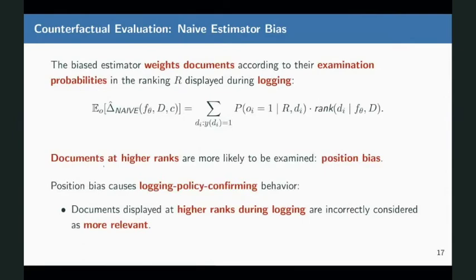So what happens is a sort of logging policy confirming behavior. The items that you showed at a high rank during logging are more likely to be clicked because you showed them at a high rank. So they're also more likely to be considered more relevant. So you can have an unfair advantage when you're evaluating a model that puts the same documents at a very high rank because it's matching the position bias that you see during logging. Right, so items that were displayed at high ranks when you were collecting clicks are going to have an unfair advantage if you don't correct for position bias. That's what we see here.